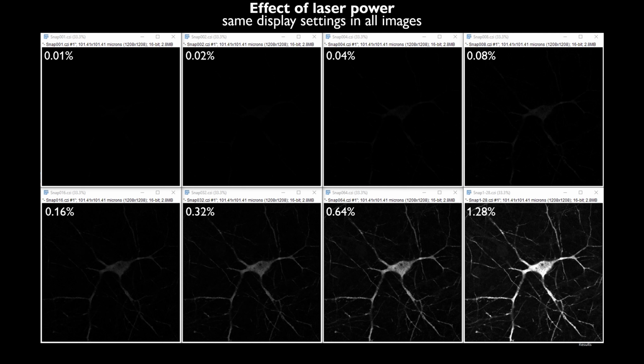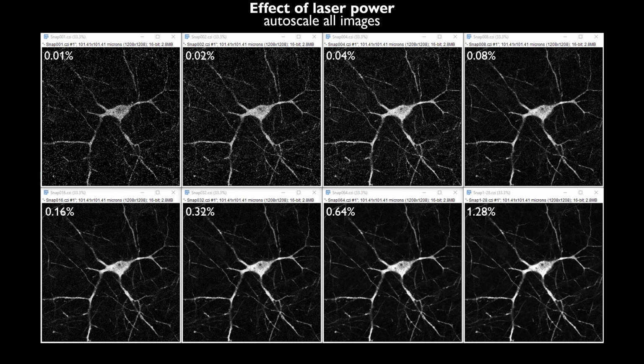Now the way I've displayed them, with all of them having the same display settings, is actually not a very useful way of displaying them if I want to study their contrast. Instead, it's better to auto scale the display of all the images without changing the data so that I can see them at a similar visual brightness. When I do that, it becomes quickly apparent that the quality of the images increases as I increase the laser power. As can be seen by the fact that the one on the top left, that neuron looks very noisy compared to everything that's around it.